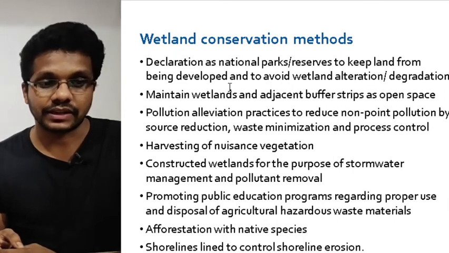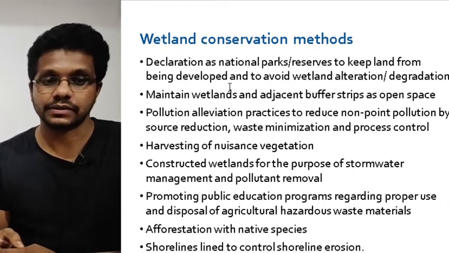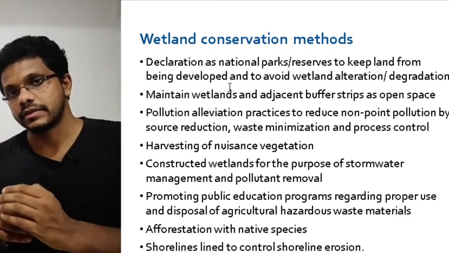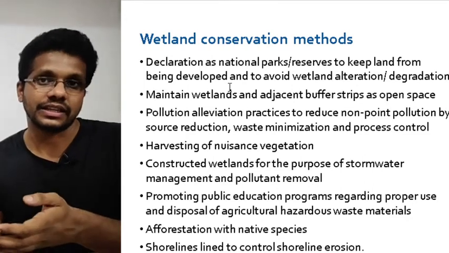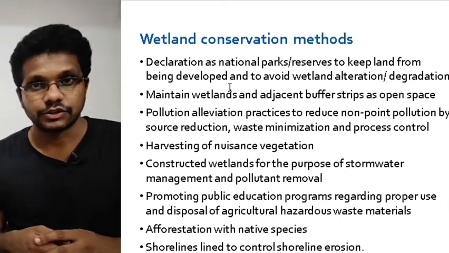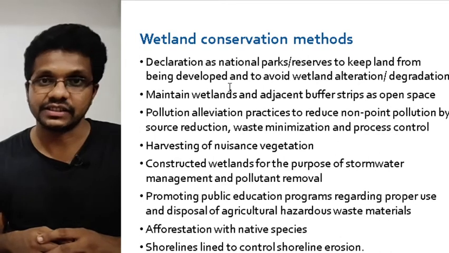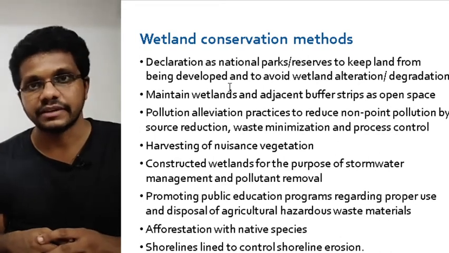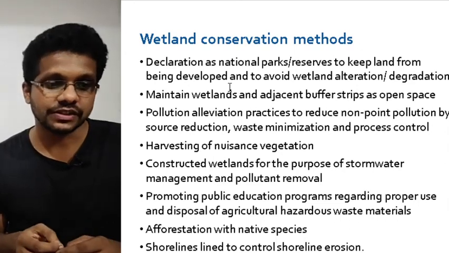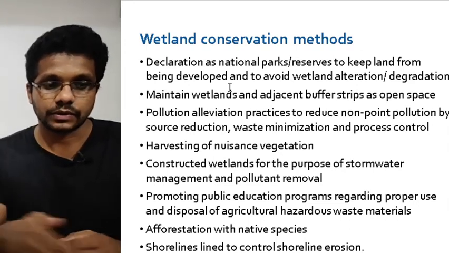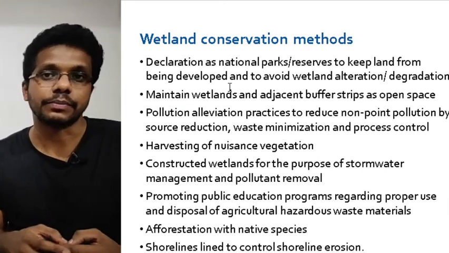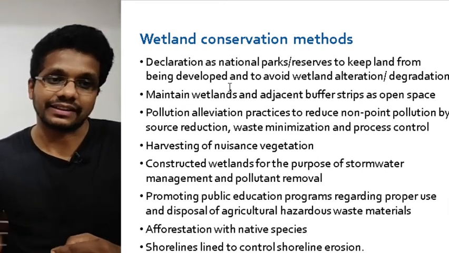Then constructed wetlands for the purpose of stormwater management and pollution removal. Instead of diverting the polluted water to the natural wetland, we can create an artificial wetland for that purpose. Promoting public education and awareness. Afforestation of negatively affected wetlands with native species. Prevention of shoreline erosion is also done to prevent this deterioration of the wetlands.